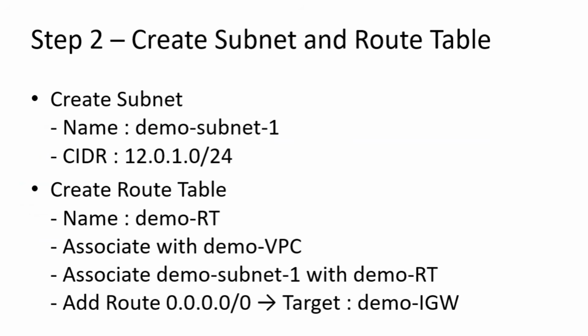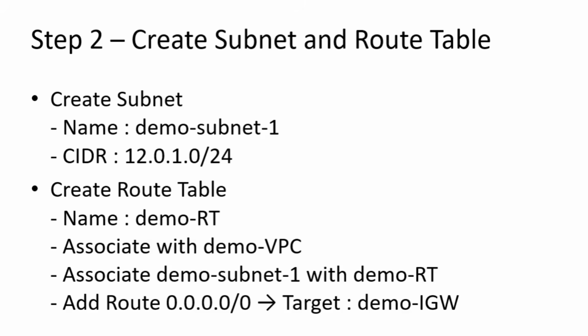With our VPC and Internet Gateway in place, it's time to organize our network. We start by creating a subnet, a smaller segment of our VPC. Think of it as a street within our private neighborhood, where our instances will live and communicate.